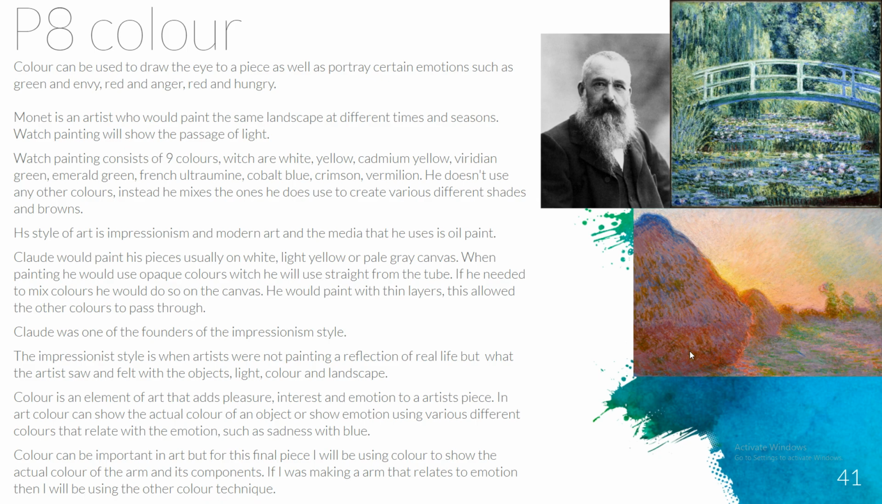His style of art is Impressionism and modern art, and the media that he uses is oil paint. Monet would paint his pieces usually on a white, light yellow or pale grey canvas. When painting, he would use opaque colours, which he would use straight from the tube. If he needs to mix colours, he'll do so on the canvas. He would paint with thin layers, so that this allowed other colours to pass through.